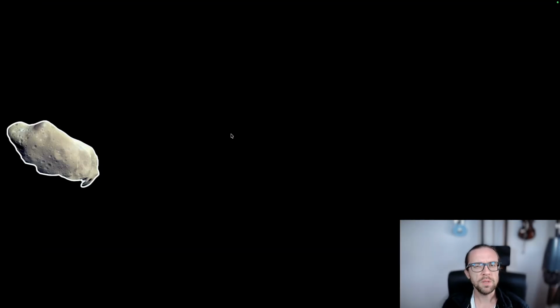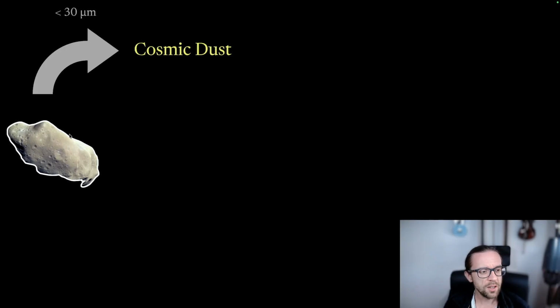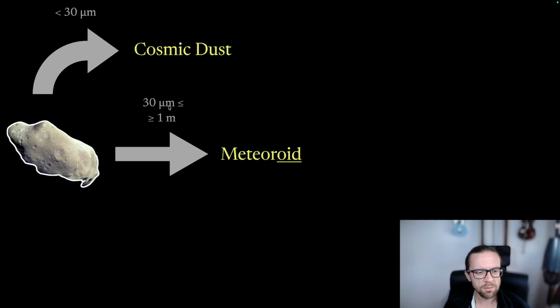However, talking about meteors, meteoroids and asteroids, people use these words almost as synonyms, but I would like to give you an insight: what are the differences? Because it's not that trivial, but also kind of easy to understand. Let's take a cosmic object here on the left hand side. If this object has a diameter of less than 30 micrometers, it's basically cosmic dust. And if it's larger than 30 micrometers and smaller than 1 meter, then it is called a meteoroid.